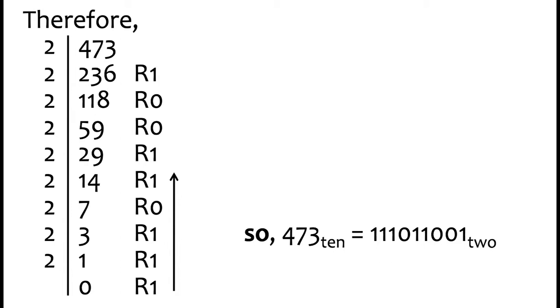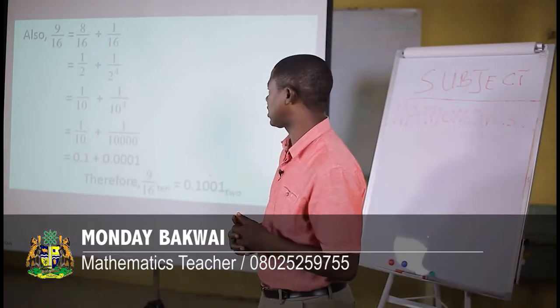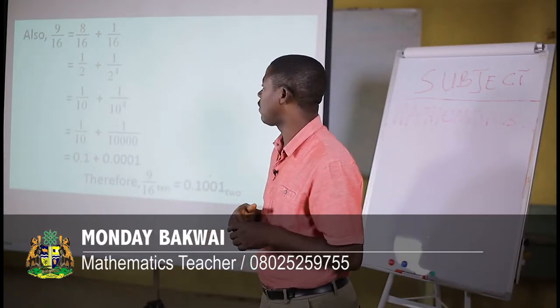So 473 to binary, starting from the bottom as the arrow has indicated, is 111011001 base 2. And then we move to the fractional part, which is 9 over 16.